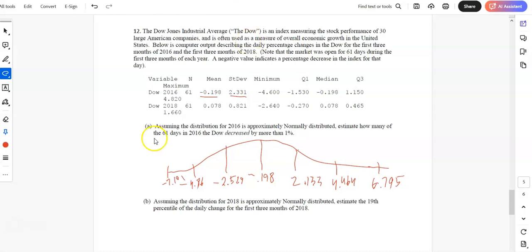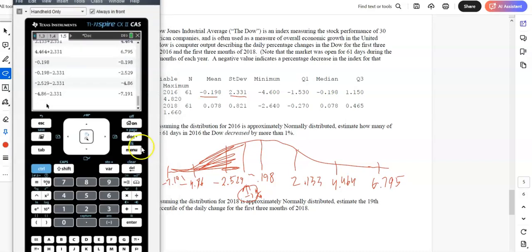The question is, estimate how many of the 61 days the Dow decreased by more than 1%. So it went down, so that's negative. Somewhere in here is the negative 1%. I want to find out how many days it was by more than that. So you're shading to the left here, to that -1 area. So this is a norm CDF problem. Seems to be a normal curve here.